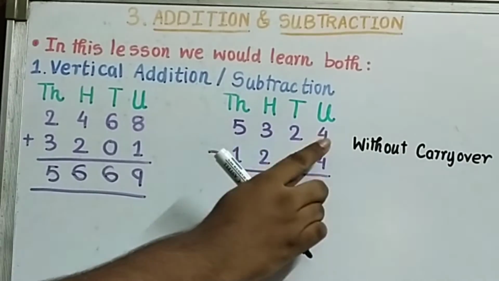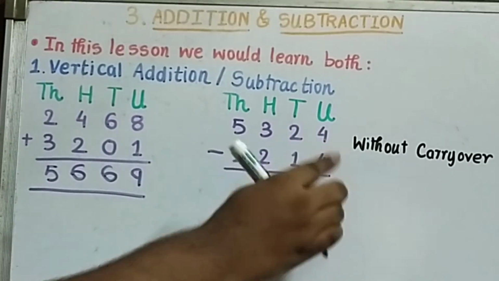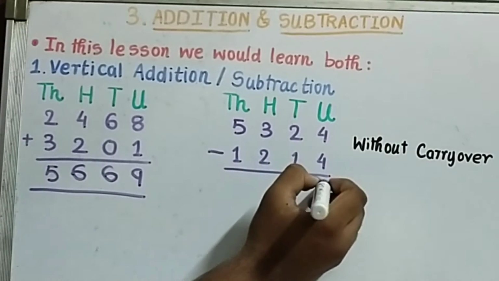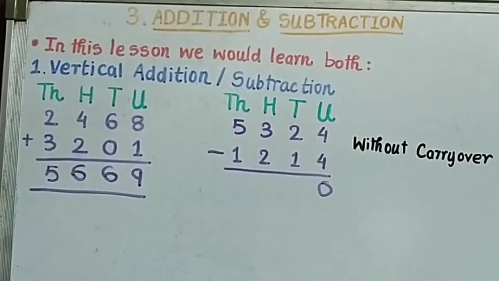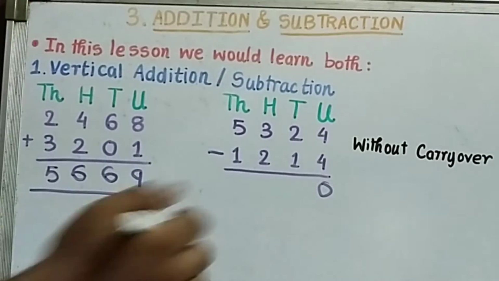The next is 5324 minus 1214. So 4 minus 4, anything subtracted by that same number gives us 0 directly. So this answer is 0. Next is 2 minus 1. When 1 is subtracted from any number, the answer would be the previous number. The previous number of 2 is 1.